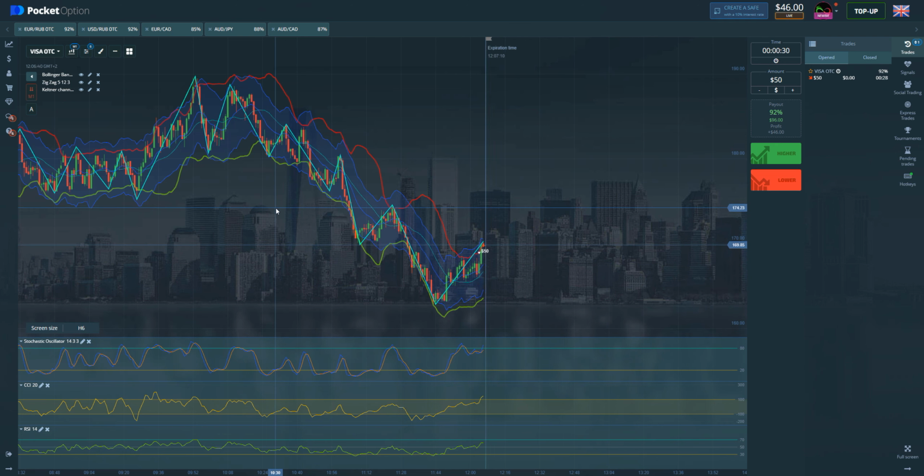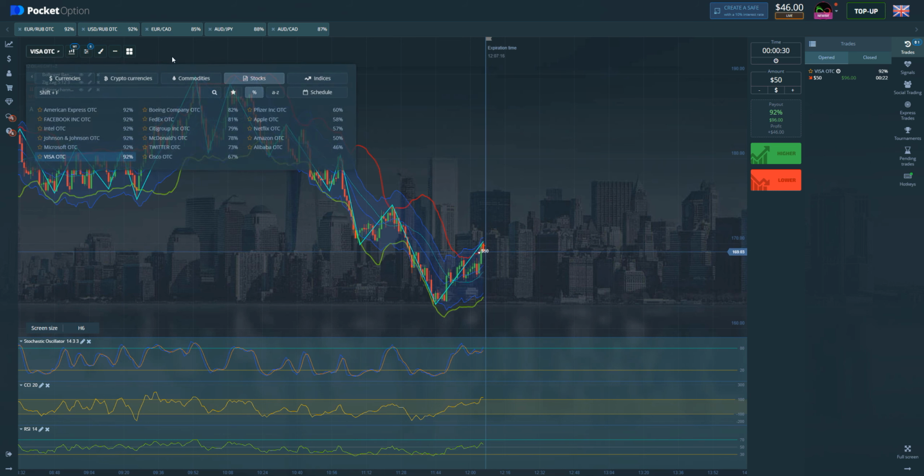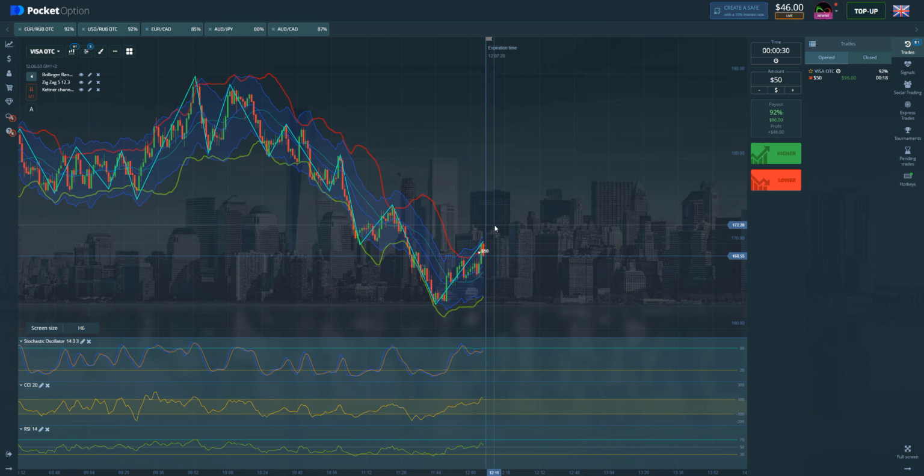So we're going to put that $50 down here, and we're going to see it through. This is on the Visa OTC within the stocks section. I'm still trading with the 50 and not going all in because it carries bigger risk, and I'd rather have some leverage behind that I can build off of if a trade does go wrong.